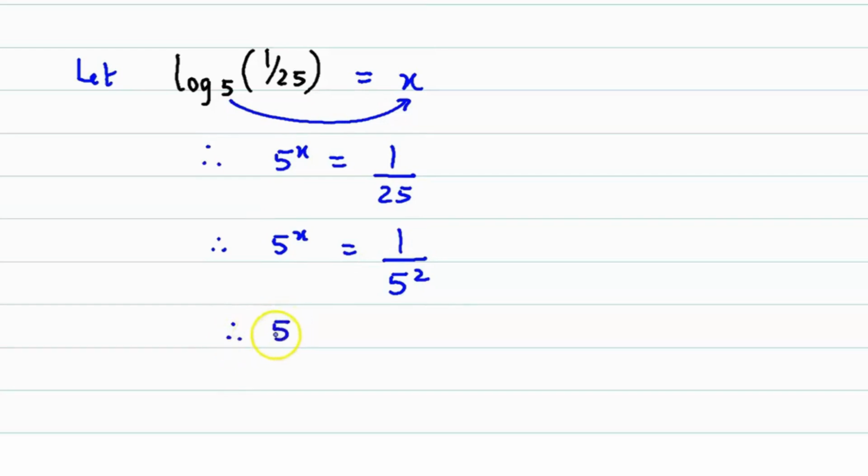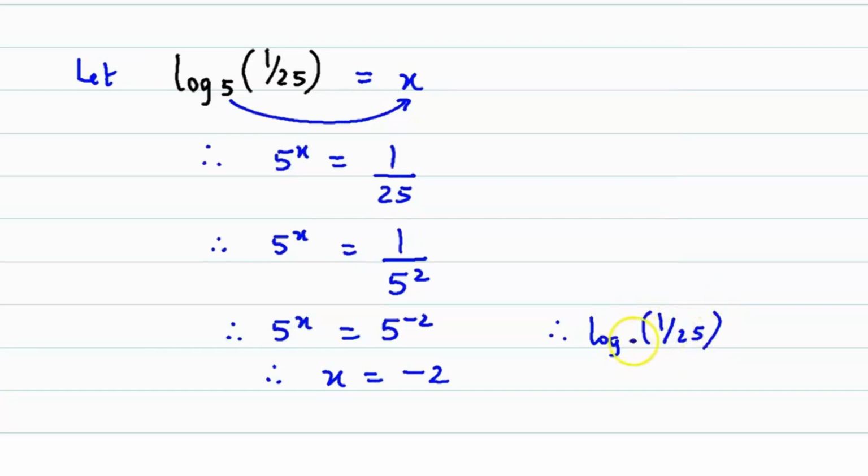सो देयरफॉर 5 रेज टू x इज इक्वल टू, इसका अगर हम रेसिप्रोकल लेते हैं, ये हो जाएगा 5 रेज टू -2. Therefore x is equal to -2, and therefore इस टर्म की वैल्यू है -2. So therefore we could say log of 1 by 25 to the base 5 is equal to -2.